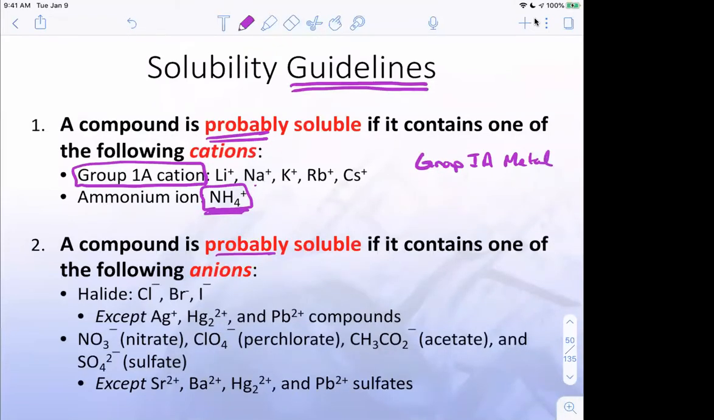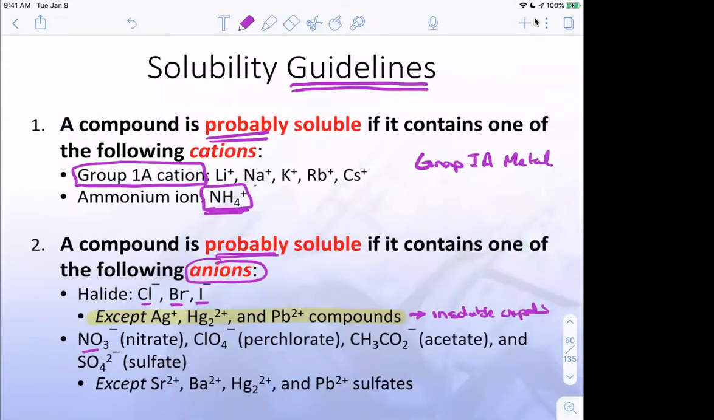I also have probable solubility if I contain one of these anions. Halogens, halides, chloride, bromide, iodide, when they're anions and they're connected to some metal, they're probably going to be soluble. However, there are some notable exceptions. If a chloride, a bromide, or an iodide ion is attached to silver 1, mercury 1, or lead 2, this gives me insoluble compounds.